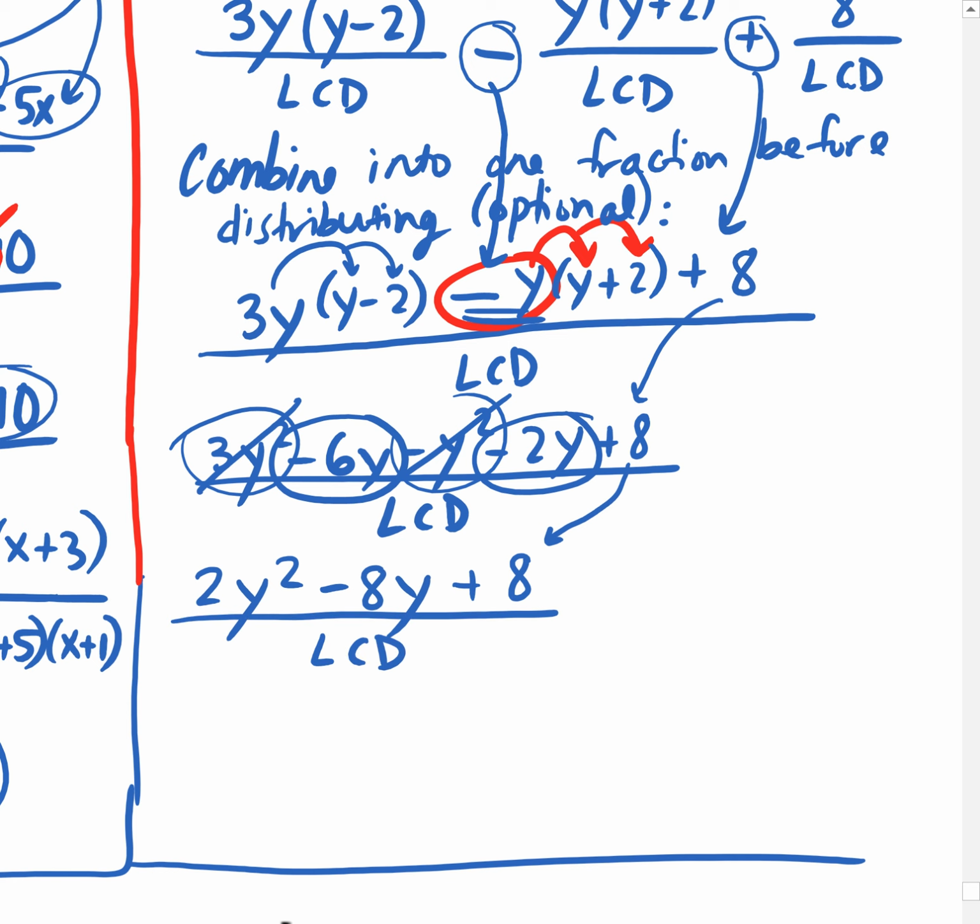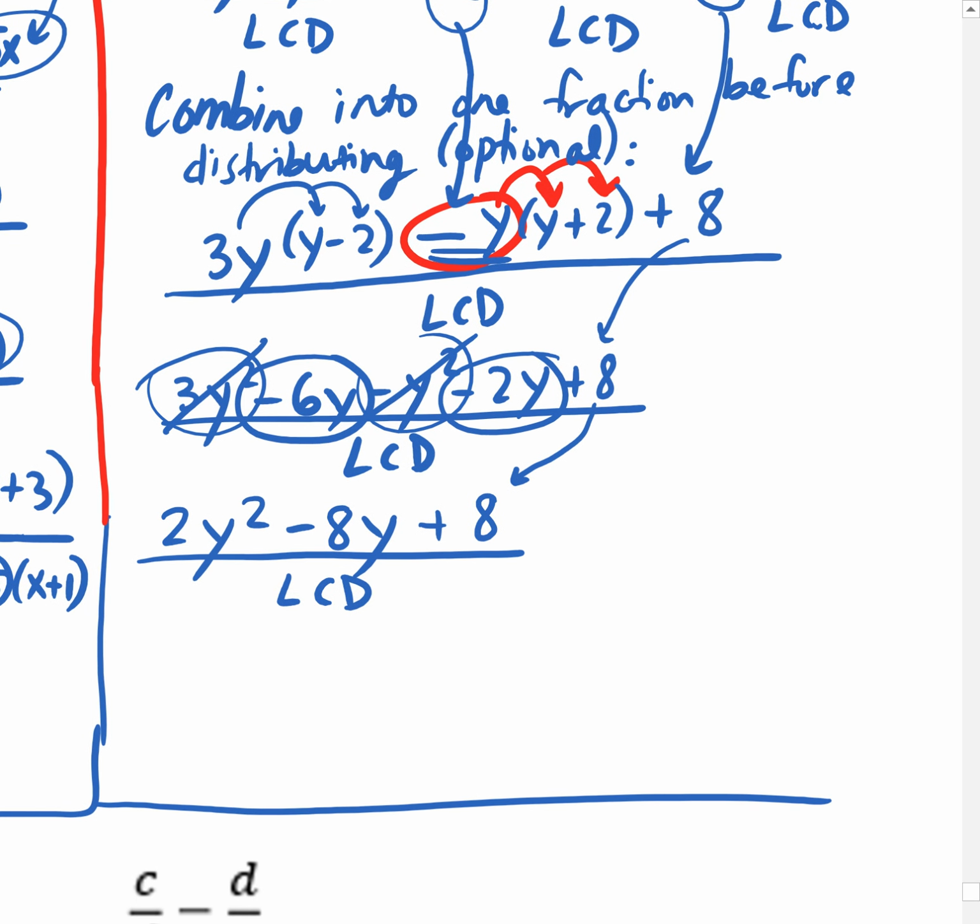Okay. So now in an attempt to reduce this, I'm going to have to factor the numerator. First thing I notice about the numerator is that everything has a 2 in common. So I'm going to do that first. Take a 2 out. Then I'd be left with y squared minus 4y plus 4. And I think I can factor that further.